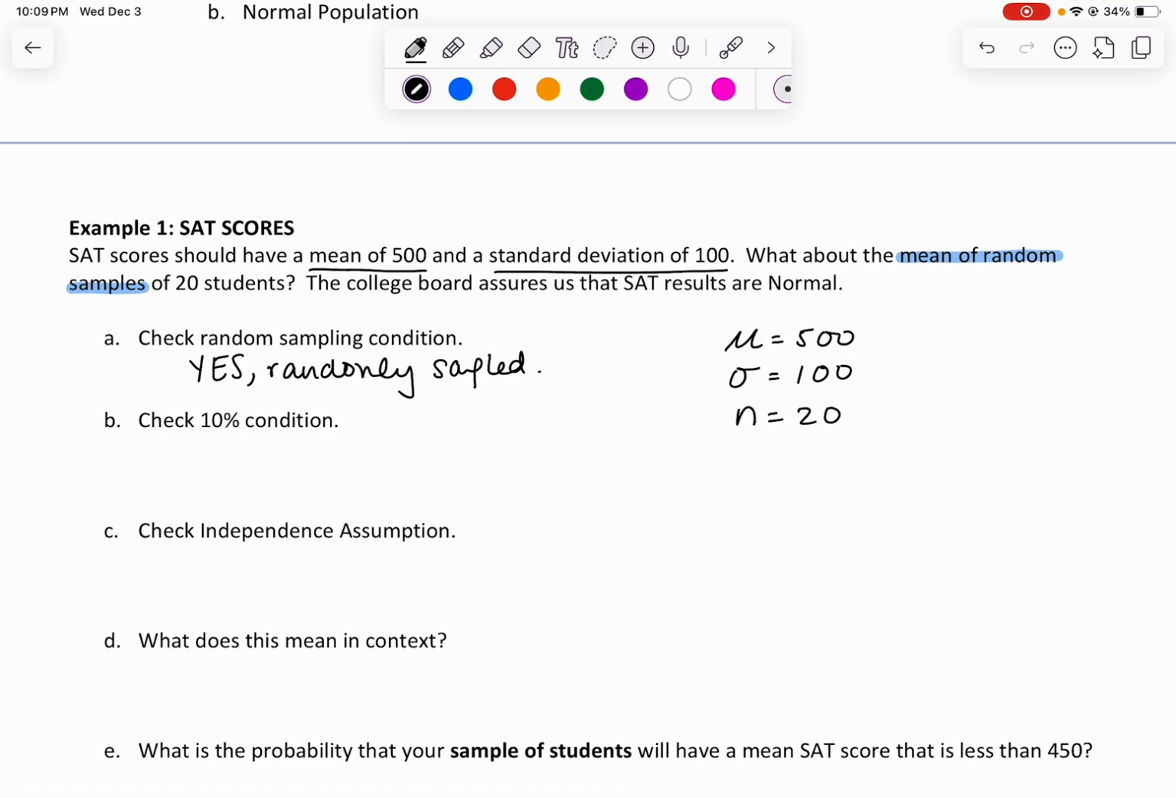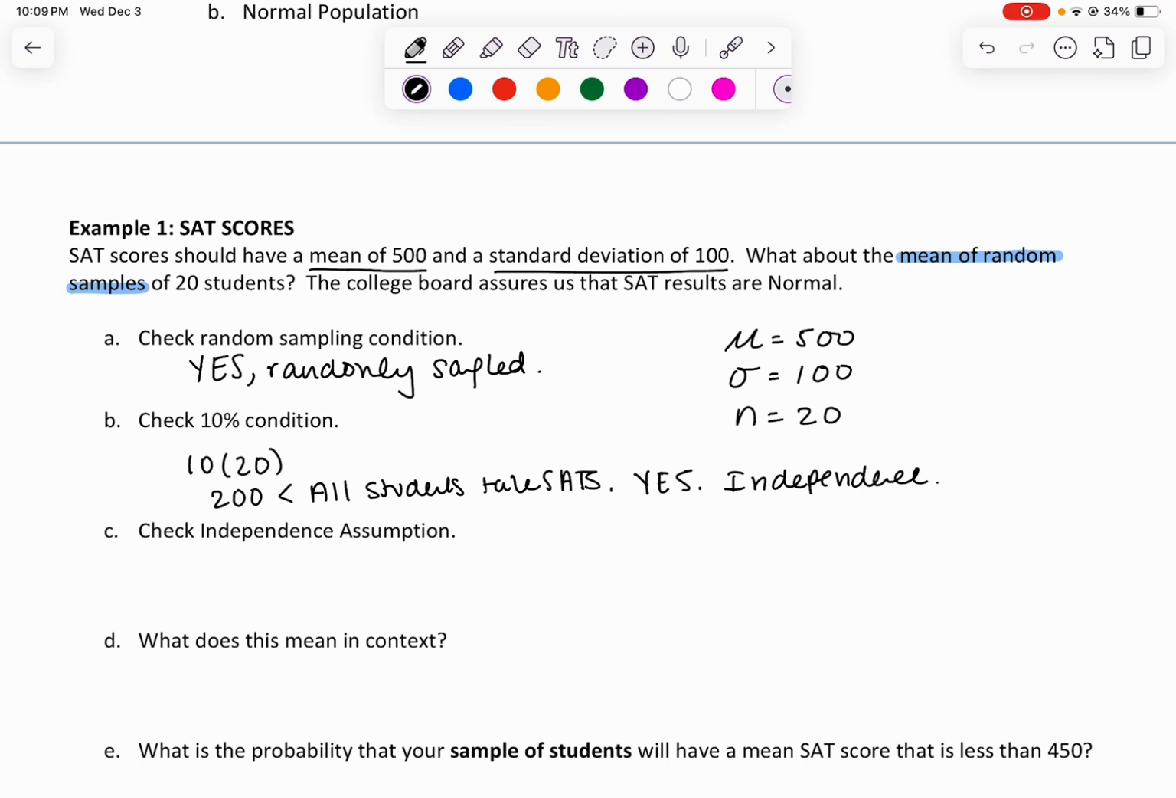Okay, let's check your 10% condition, right? Is 10 times 20, which is 200, less than all students who take the SATs? And that is also yes. This means that we know that the samples are independent.